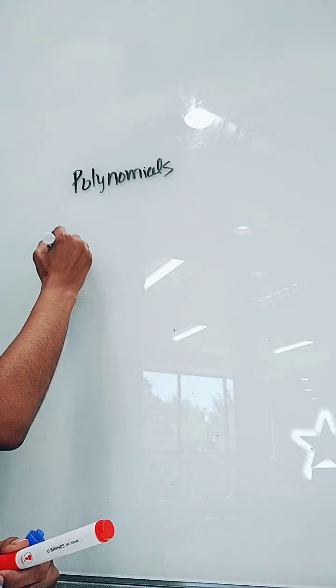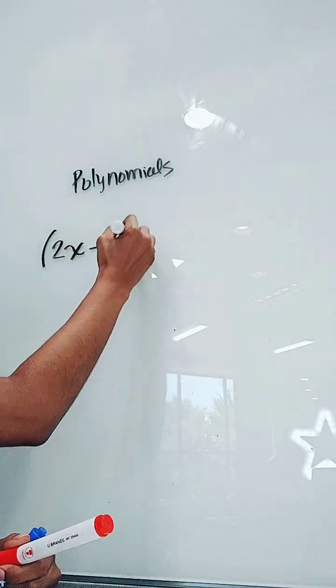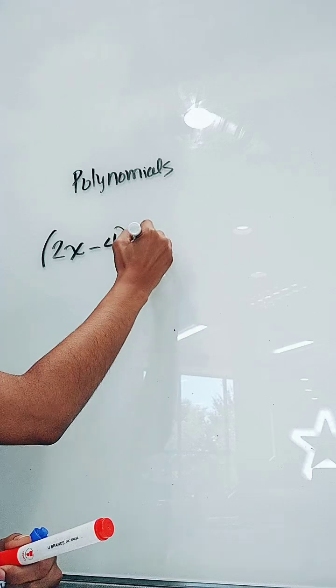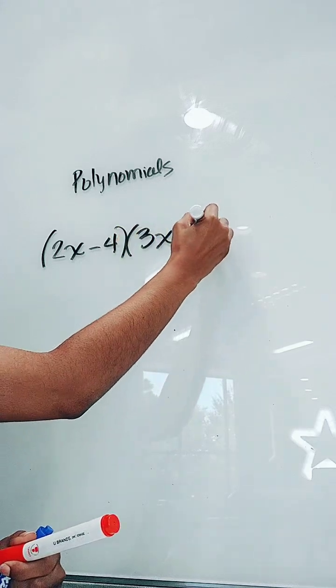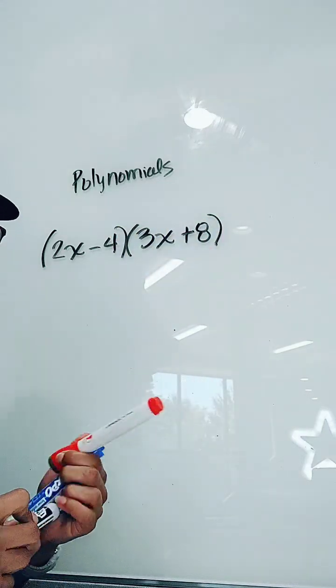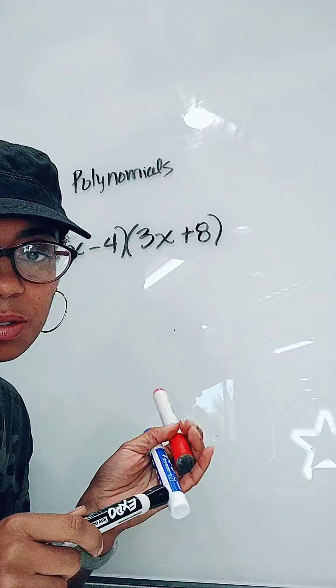All right, so let's do 2x minus 4 times 3x plus 8. There's many ways you can multiply polynomials.